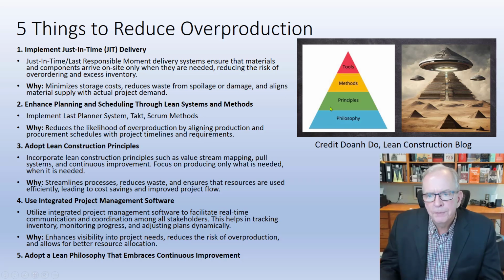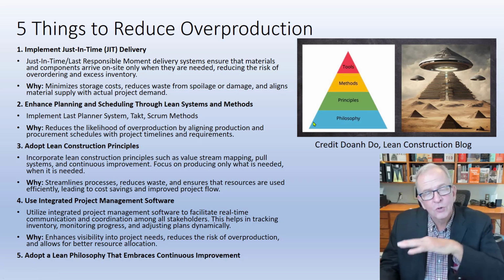Basically, we have this sort of pyramid, and often we talk about tools in Lean, such as tools and methods. You can get into ones like Last Planner System, TACT, Scrum methods, right? You can get into 5 whys. You can get into value stream mapping, which comes up here. They're tools, but it's not just tools. You've got to see that the foundation here is developing a philosophy, a culture, a way of thinking for yourself and your organization.